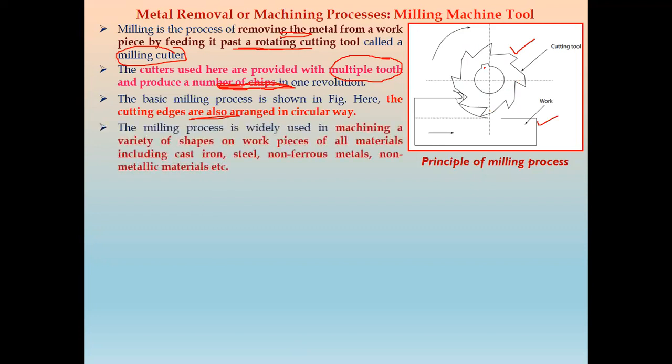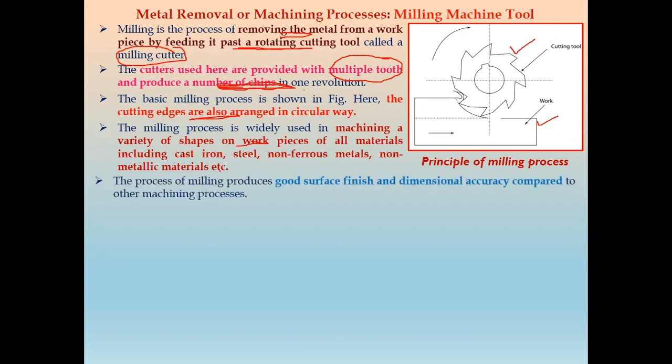The milling process is most widely used in machining a variety of shapes, on workpieces of all materials like cast iron, steel, non-ferrous metals, non-metals, etc. The milling process produces a good surface finish as well as dimensional accuracy as compared to other machining processes like the lathe machine, the drilling machine or any other machine.